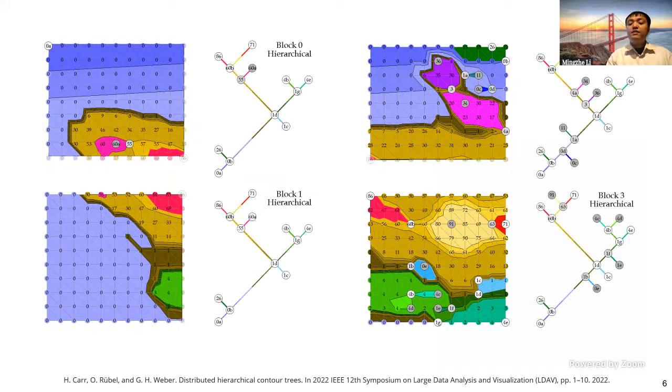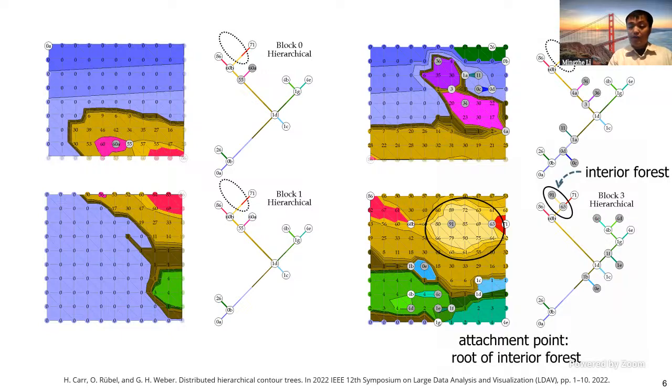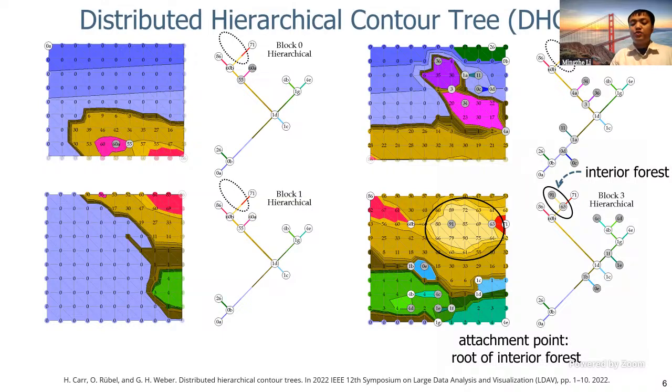We notice that some subtree structures are local to their blocks. For example, in block 3 on the bottom right, the light yellow region that we highlight does not go across the boundary at all. We call the corresponding subtree structures interior forests, and the roots of interior forests attachment points. To reduce the communication cost, all the interior forests are only recorded in their local blocks. We call this data structure a distributed hierarchical contour tree, or DHCT.